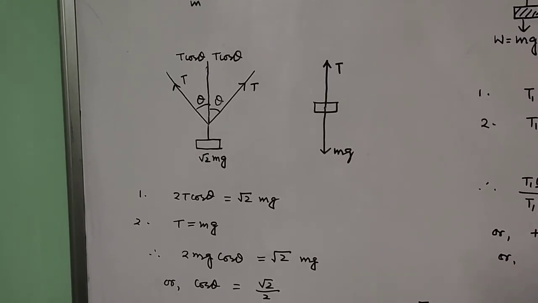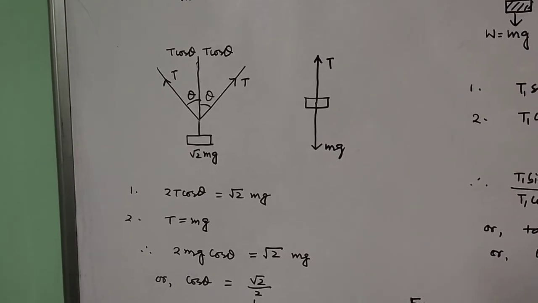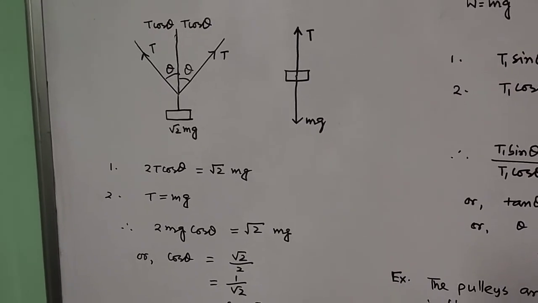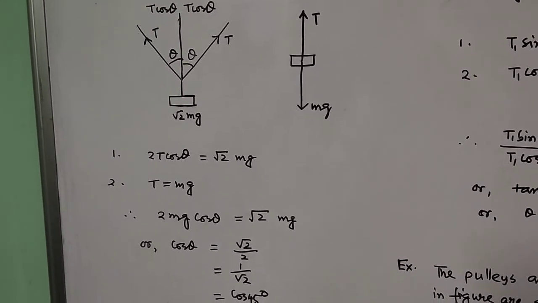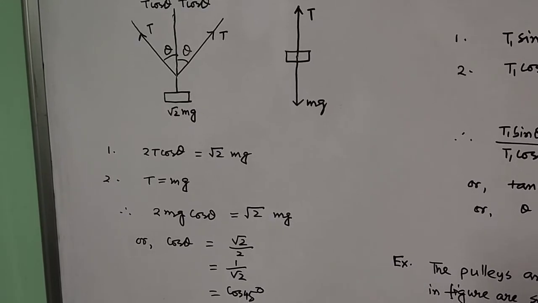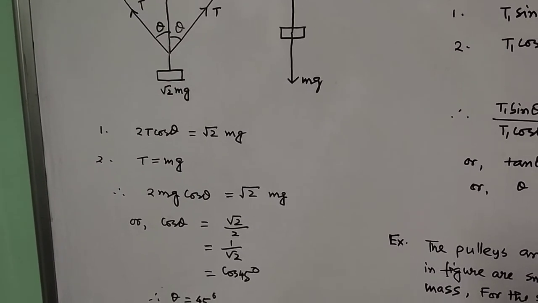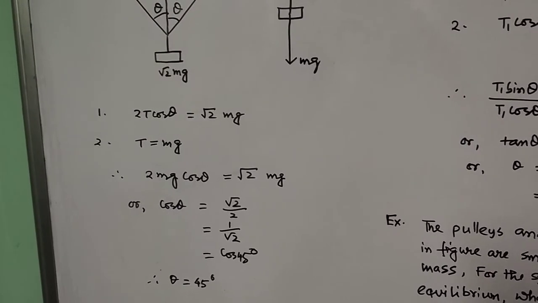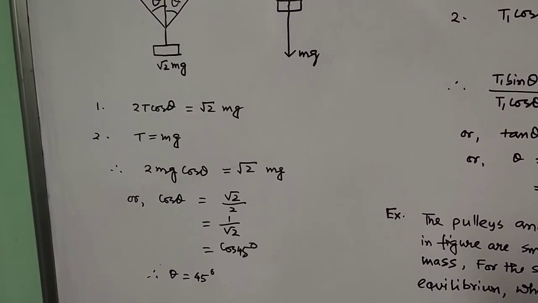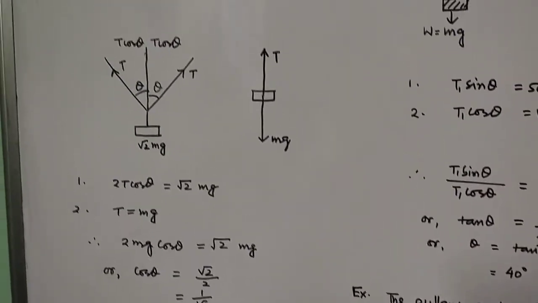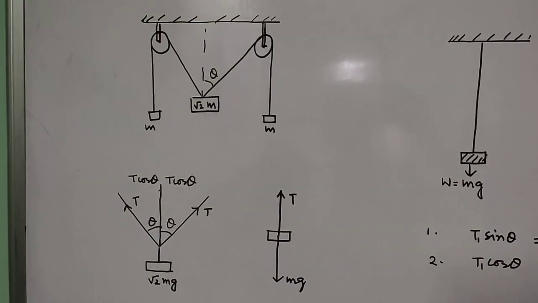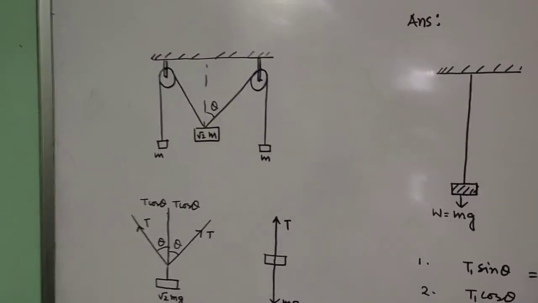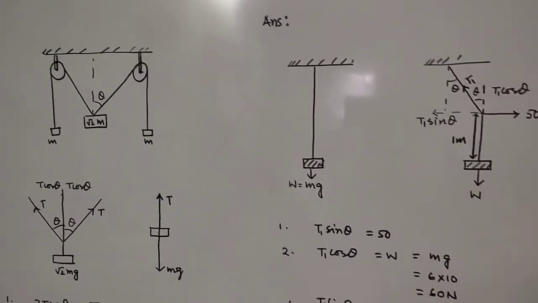So 2 into mg cos theta equal to root 2 mg. So cos theta, mg goes off, cos theta equal to root 2 by 2. So you will get 1 by root 2. So 1 by root 2 is cos 45 degree. So theta comes 45 degree. So these are two applications. Once you understand the diagram, it becomes very easy, but if you don't understand, it's very tough.